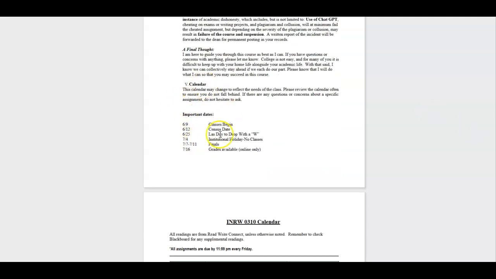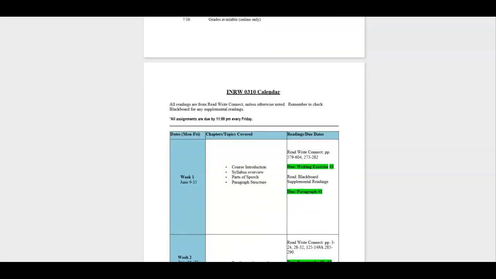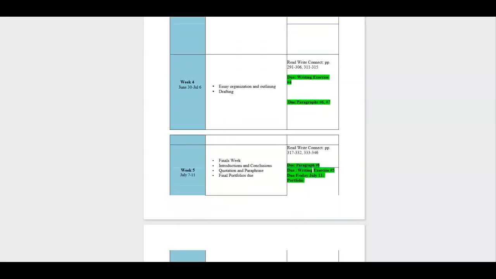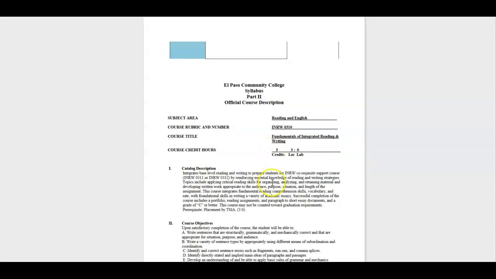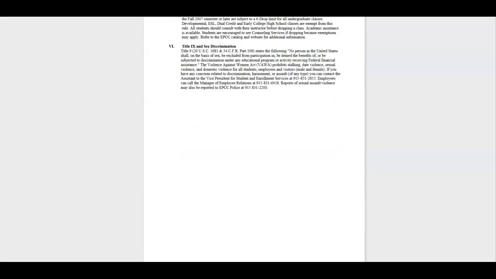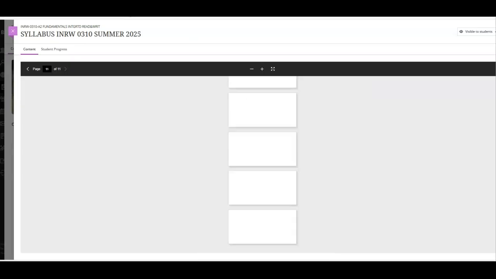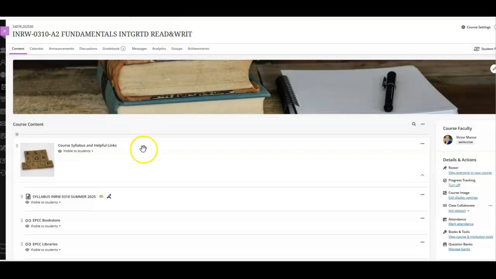Now there's a calendar, important dates, okay? If you need to drop the class, the last day to do that is the 25th. There's a calendar which tells you what to read, okay? What to read every week and what's going to be due that week, okay? Make sure you go over this when you can. And there's part two of the syllabus, which is a lot of important information too. All this information is useful and important, so go over that as well.